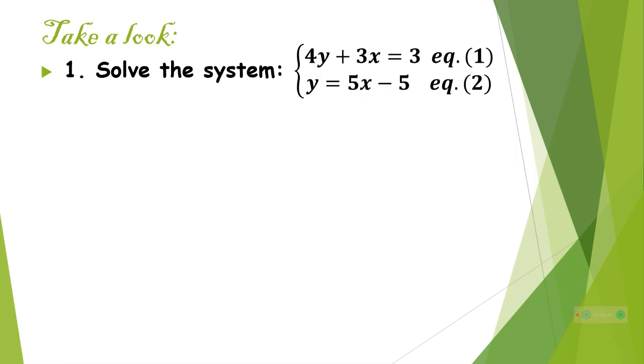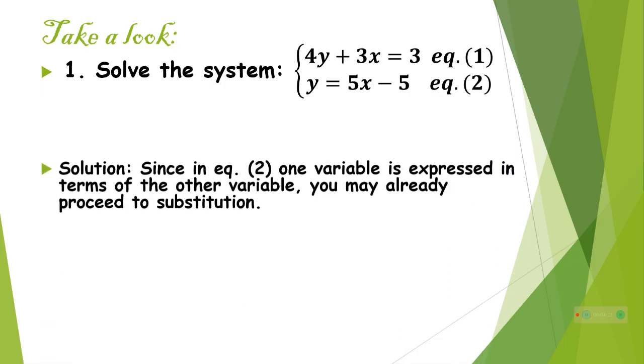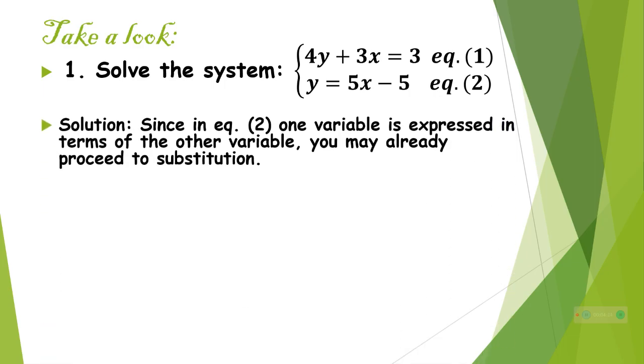So, take a look at our example 1. Solve the system 4y plus 3x equals 3 for our equation 1. And for our equation 2, y equals 5x minus 5. Okay? So, to solve this, since in equation 2 one variable is expressed in terms of the other variable, you may already proceed to substitution. Since we have here already y equals 5x minus 5, it is said that your y is equal to 5x minus 5. Therefore, you are going to substitute 5x minus 5 for y in equation 1.